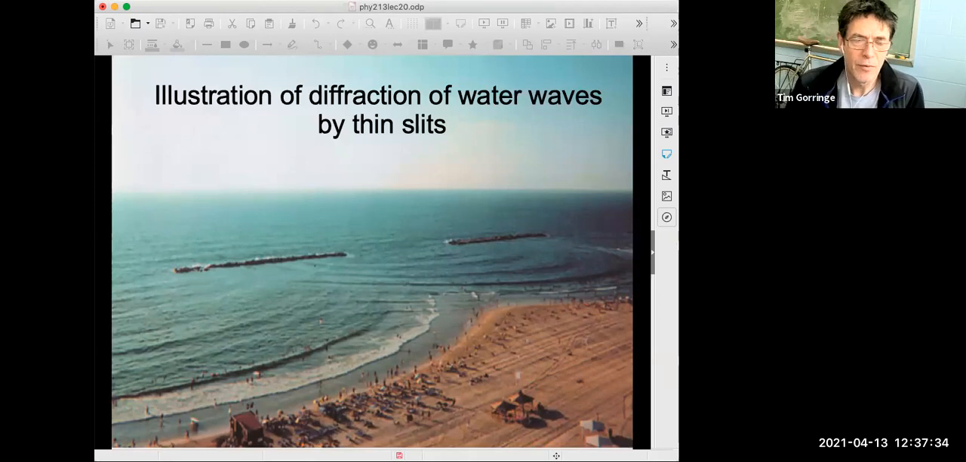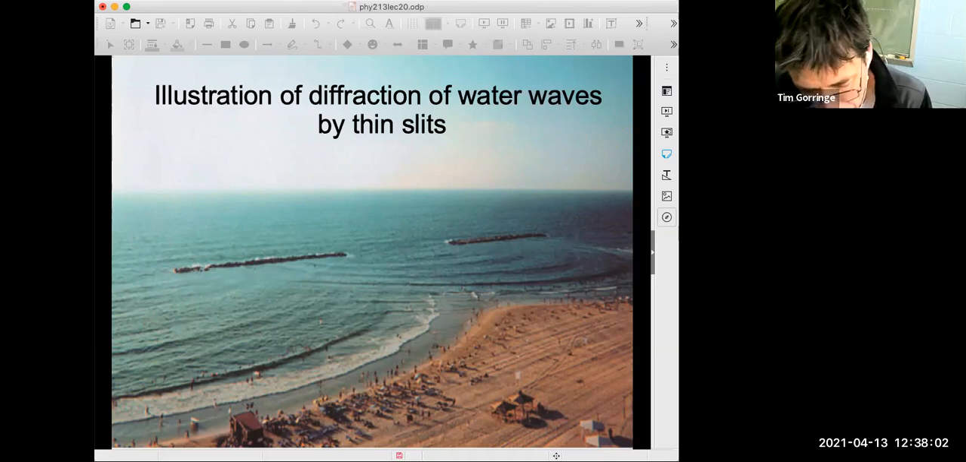Just a few pictures of diffraction of waves. Now, light is a wave, sound is a wave, the ocean and rivers have waves. So you can have diffraction with water, sound, and light waves. I'm going to show you a few pictures, a couple of them with water waves and one with light waves. So look at this picture here.